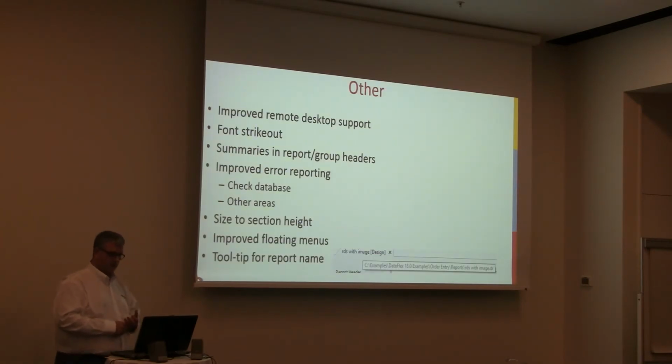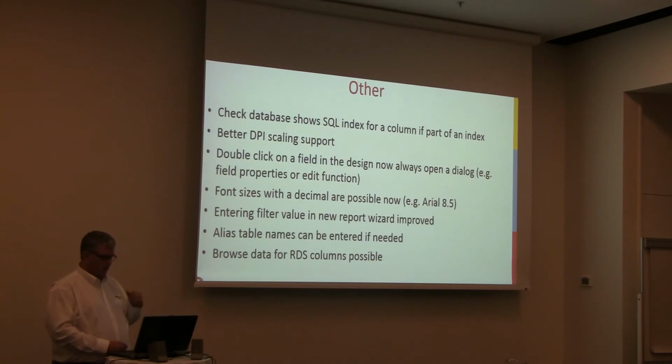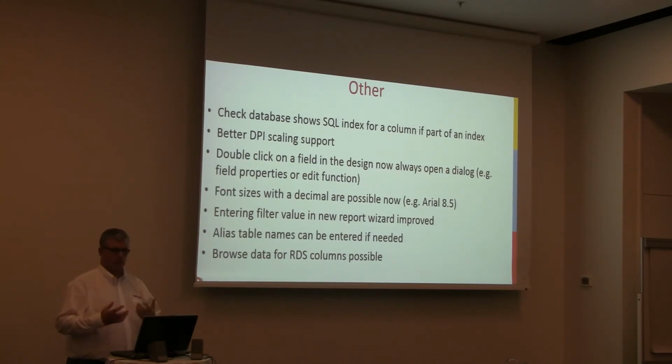Now, other enhancements we made, we improved remote desktop support. Small things like size to section height. We created a tooltip for a report name. So as you can see in the picture, this report was called RDS with image. And we now have in the tooltip a full path to the file, so that you know what file is opened and what I'm looking for. Better DPI scaling support, it should be in there, that's also included. You double click on a field in the designer, it does do a default option. Previously it was only doing this for edit function, and I believe it was only edit function. You can enter decimal font sizes if you want. Previously you couldn't do that.